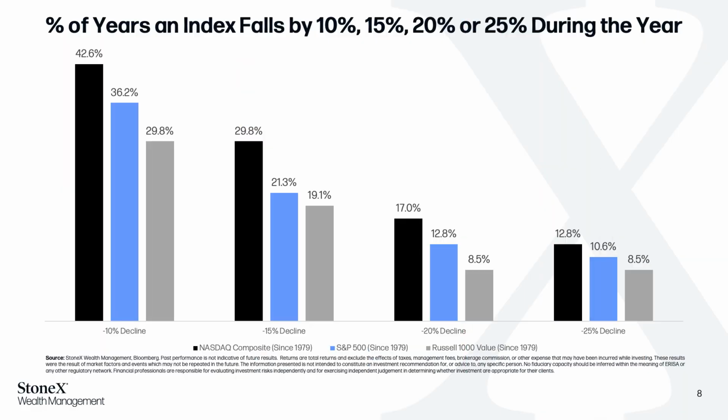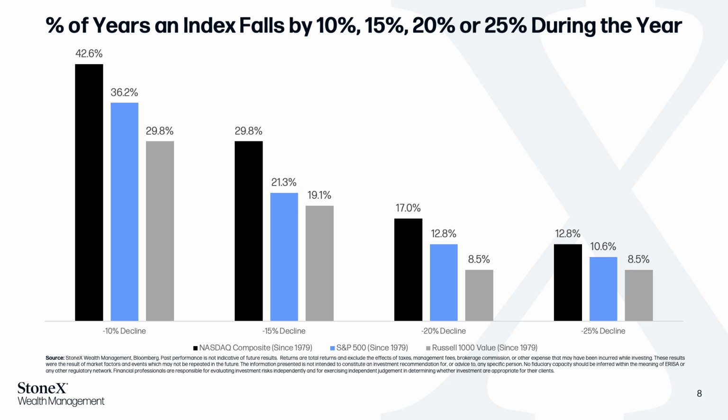So percent of years the index falls by various measures, and really this is one of those points of how hard do we make it on ourselves? So how often are we going to experience these negative returns that make us want to do something, or are we planning for something that just doesn't happen that often? So you see 3 different color bars. Black is the NASDAQ representing growth, blue is the S&P representing core, even though it leans a little growth these days, and gray is value, Russell 1000 value.